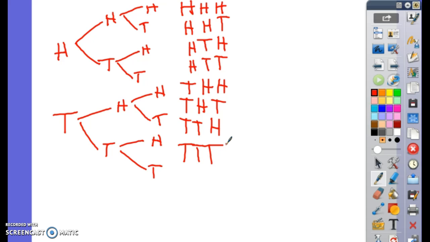So then you could go through and find which ones have exactly 2 heads, which would be 1, 2, 3, and that is it. And the top one, heads, heads, heads, does not work because you're looking for exactly 2 heads. So the answer would be 3 out of 8 because there's 8 options for it. So your probability is 3/8.